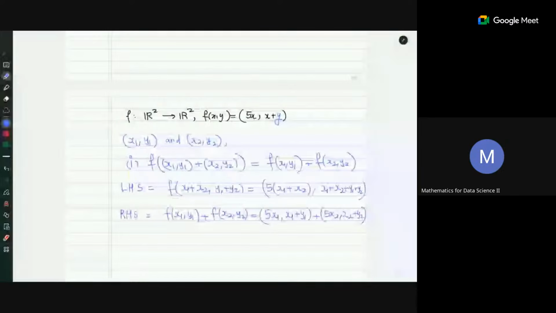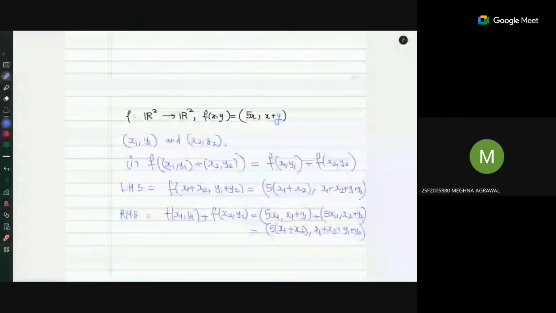Now we need to do addition of these two values. So 5 times x1 plus x2, comma, and then x1 plus y1 plus x2 plus y2. So do we get LHS equal to RHS? Yes, sir. So the first property holds.